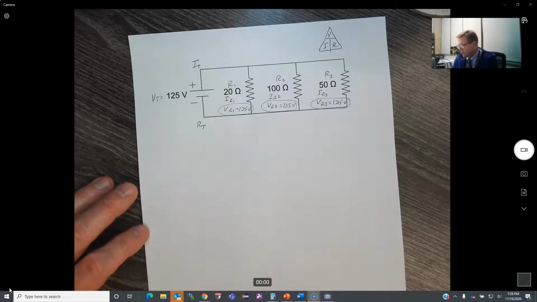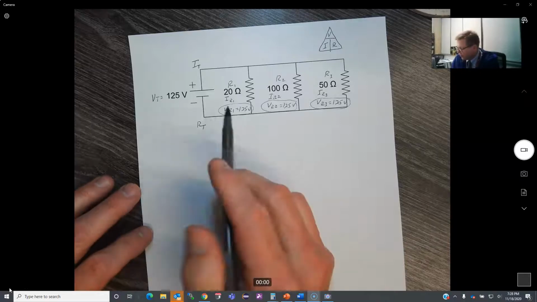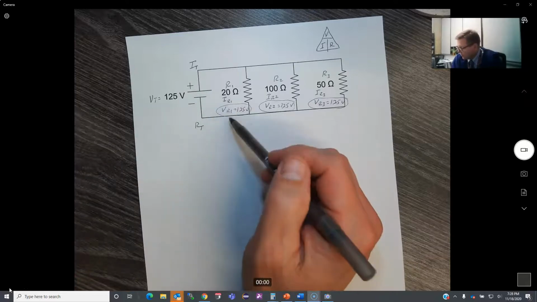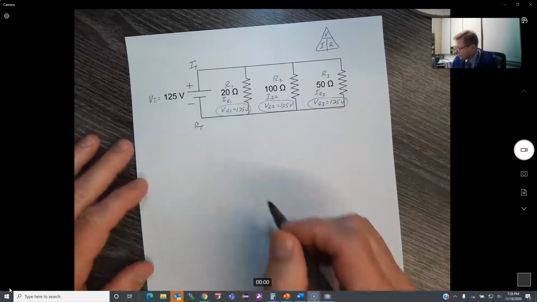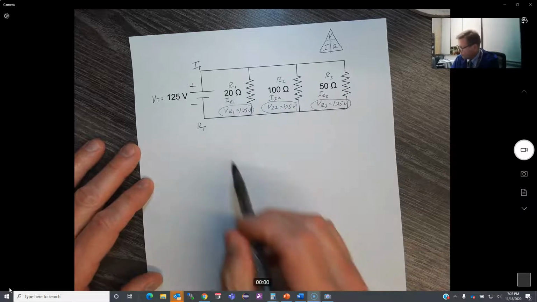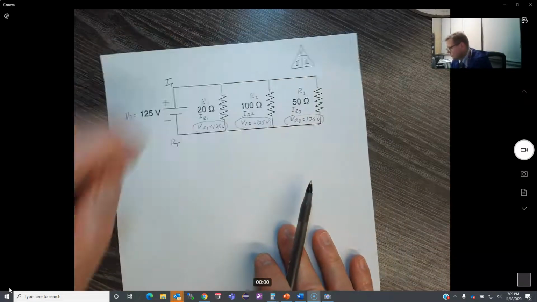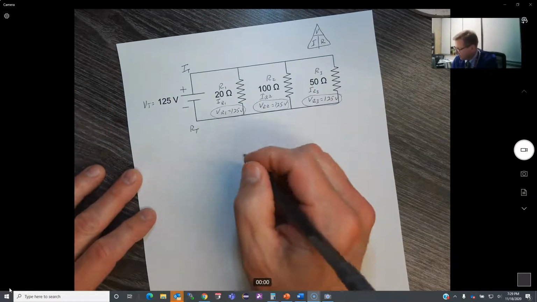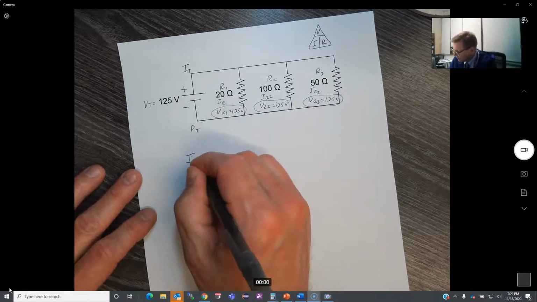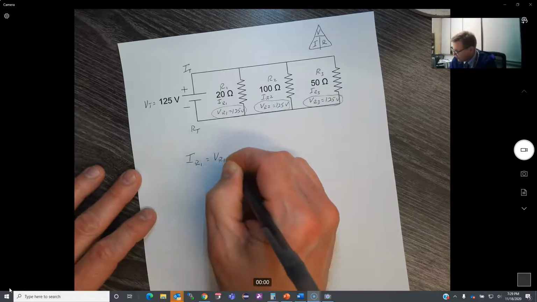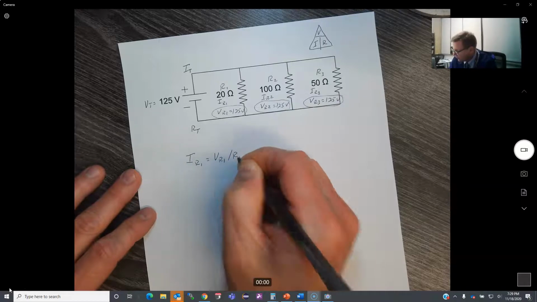Next, I want to calculate my individual currents. This is where I go with it, but you don't have to do it this way. I like to calculate my individual currents at this point because these are super easy to do, right? I know if I want to find current, if I hide the I, I'm left with voltage over resistance. So if I want to calculate the current at resistor 1, it's going to be the voltage at resistor 1 divided by resistor 1.